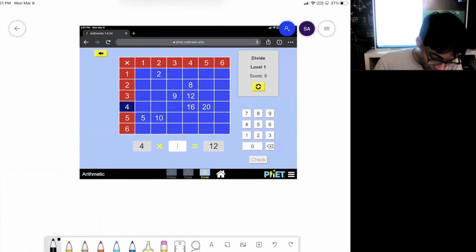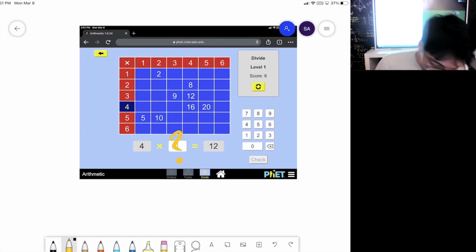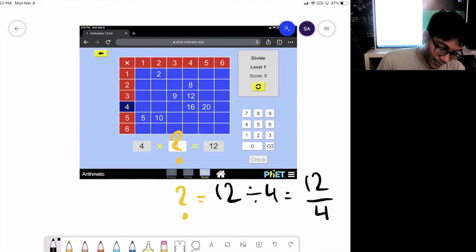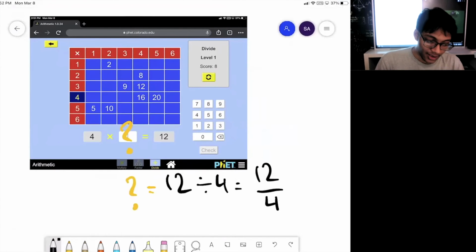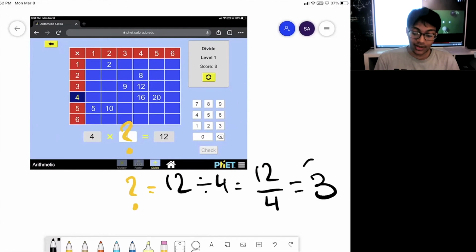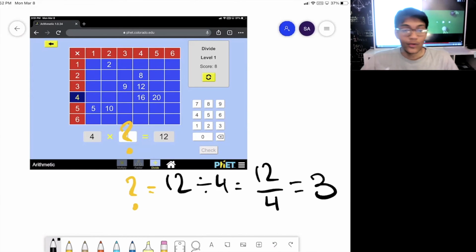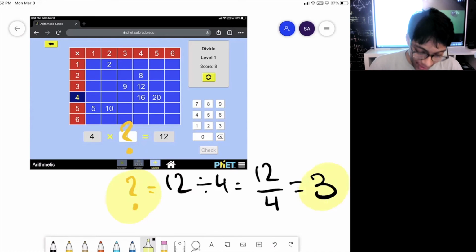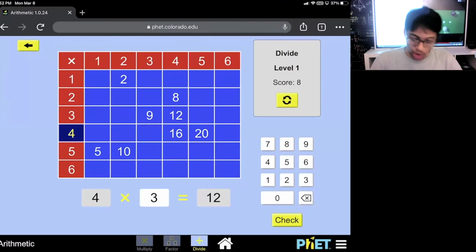Okay, great. So what is this mystical, magical, empty box? Well, think, what do I have to multiply 4 by to get 12? Well, same way of asking that question is what's 12 divided by 4? You can also write that as 12 over 4. Well, 12 over 4, that's going to be 3, right? Do you know why? Well, think about it. 4 times 1 is 4, 4 times 2 is 8, 4 times 3 is 12. And so the answer to our question mark is just going to be 3. So let me put that right in here and check.